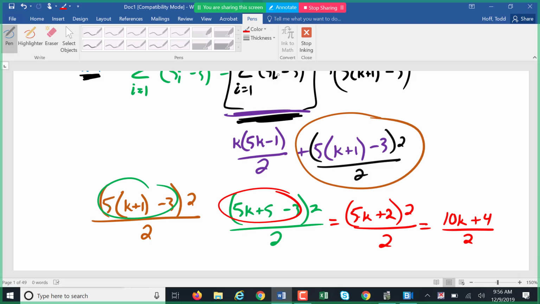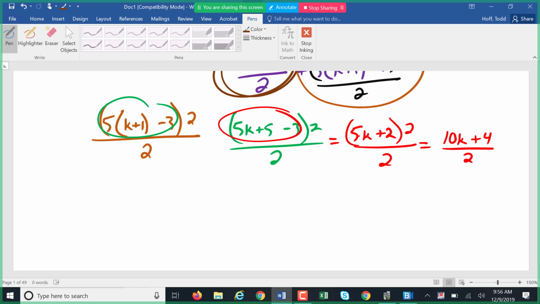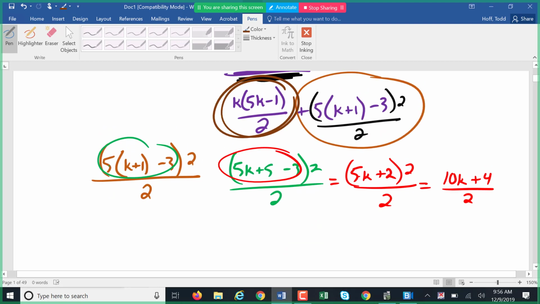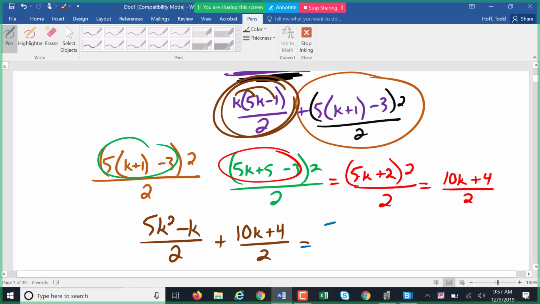I still have to add that to this term here. I'm going to do some combining there. The k times 5k and k times negative 1. So that's 5k squared minus k over 2 plus 10k plus 4 over 2. So when I combine, this is simply 5k squared minus k plus 10k plus 4 all over 2.